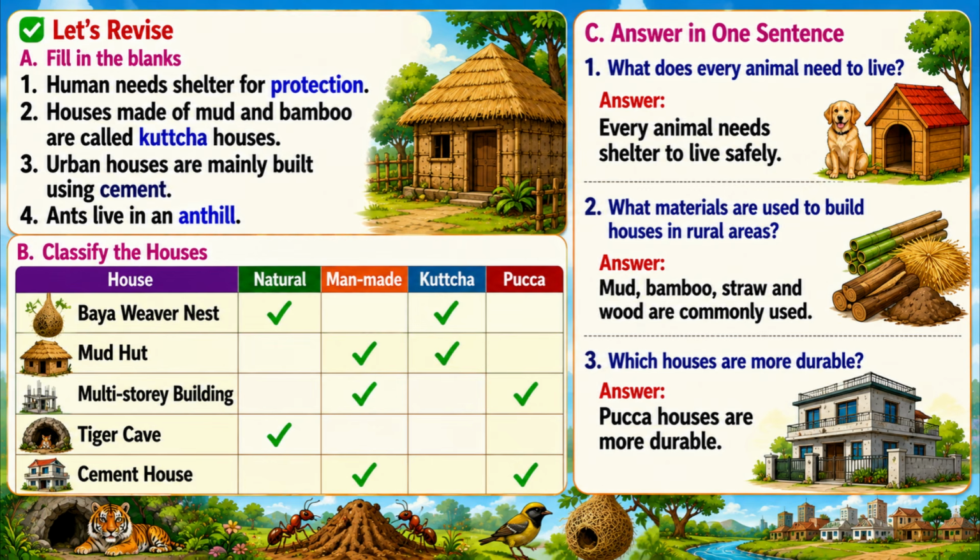Let us now answer the questions in one sentence. Question 1. What does every animal need to live? Answer. Every animal needs shelter to live safely. Question 2. What materials are used to build houses in rural areas? Answer. Mud, bamboo, straw and wood are commonly used. Question 3. Which houses are more durable? Answer. Pakka houses are more durable.